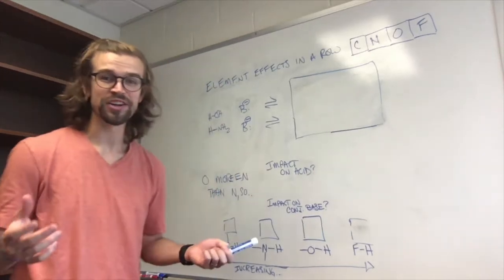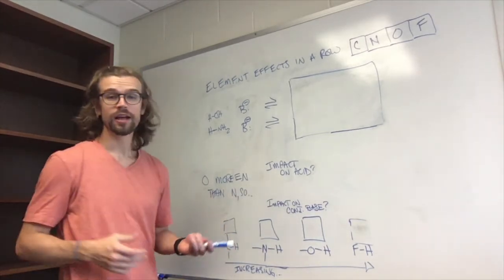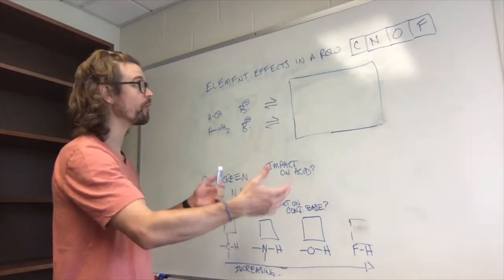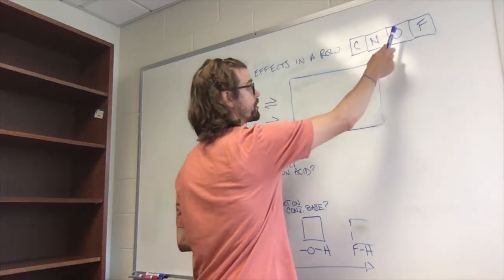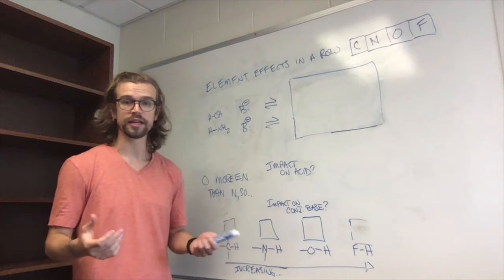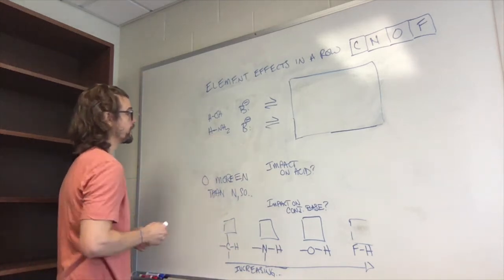All right, continuing in our course packet, the next thing we're going into is acidity effects, qualitative acidity effects in a row of atoms. So whether it's carbon-hydrogen, nitrogen-hydrogen, oxygen-hydrogen, or fluorine-hydrogen bond, which of those is going to be qualitatively the most acidic? So we have an example right here.